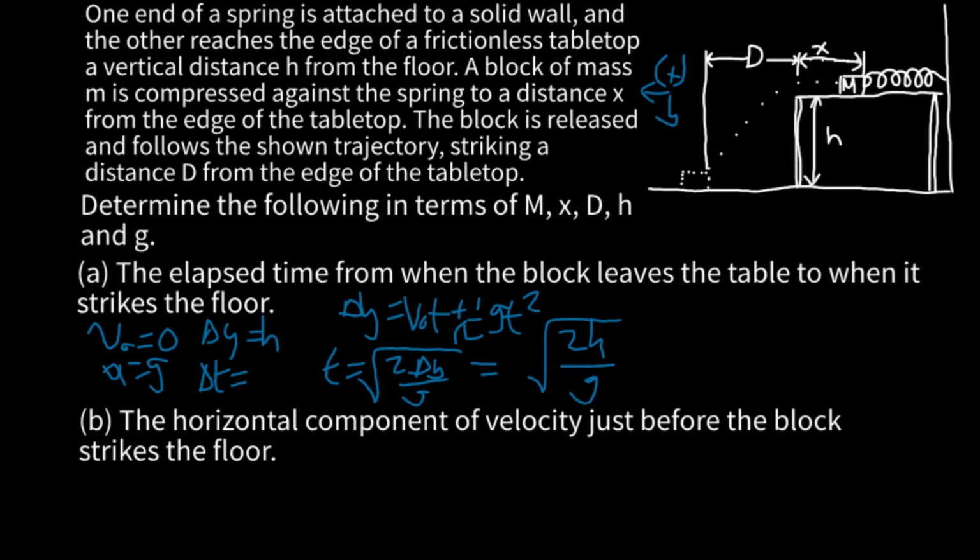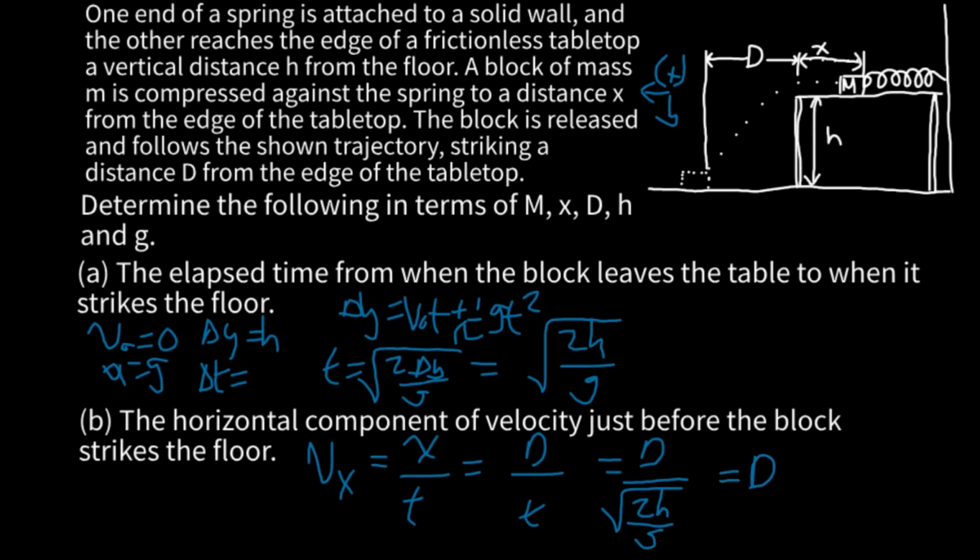Now for part B, we want to know the horizontal component of velocity just before the block strikes the floor. So in that case, we know horizontal velocity equals horizontal distance divided by time, that horizontal distance that the block travels after it leaves the table. It's going to be d over t, which will be d over square root of 2h over g. And we can simplify that to be d square root of g over 2h.